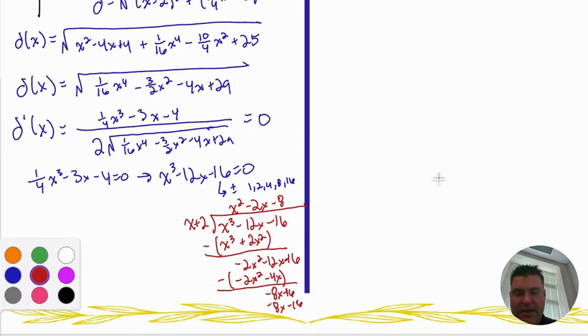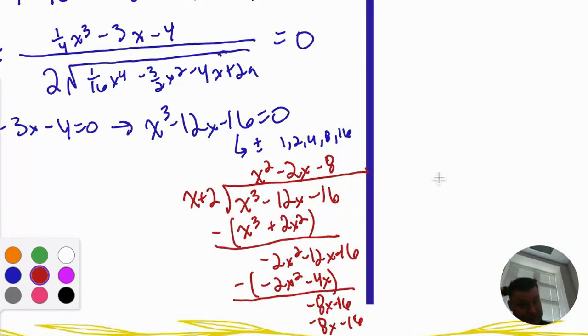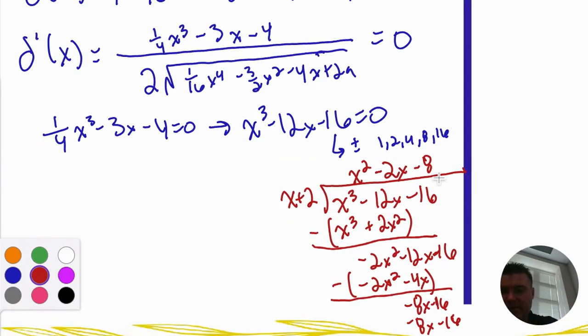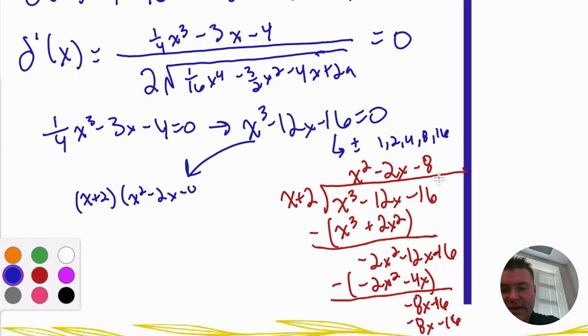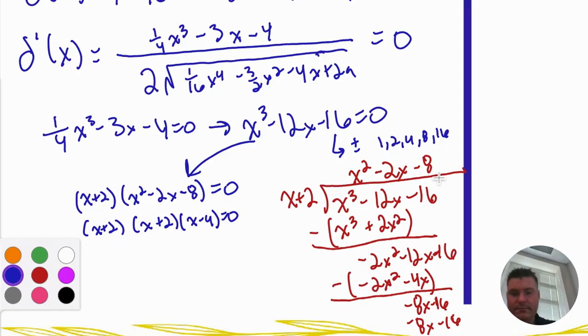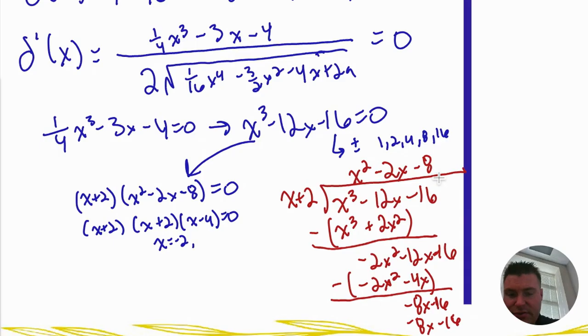So we do know that x plus 2 is a factor, and it rewrites as this right here. Now in the red, I can actually factor that. So this becomes x plus 2 times x squared minus 2x minus 8. And that does factor again. We set that equal to 0. That's going to give me x plus 2, x plus 2, x minus 4. And that's going to give me x equals -2, x equals 4.